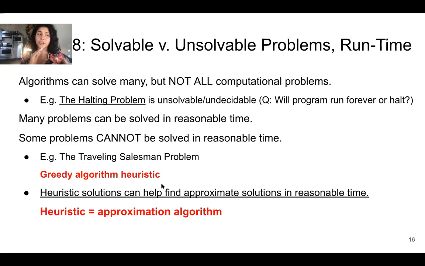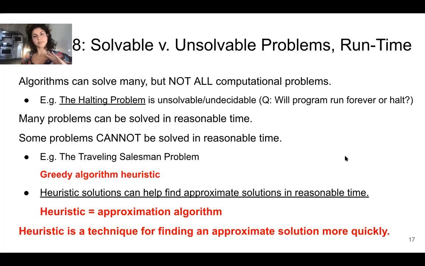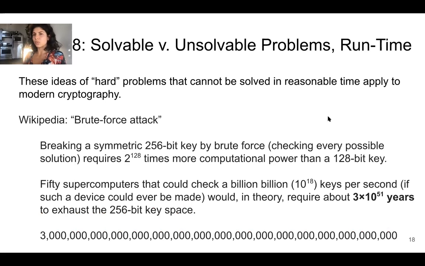So this concept of a heuristic is very important in computer science because we often encounter problems that cannot be solved in a reasonable time. And so in order to get a reasonable response, we settle on a heuristic algorithm that gives us an approximate best solution. Here is a formal definition for a heuristic. It's just the same thing I said. A heuristic is a technique for finding an approximate solution more quickly. And with that, I say, ooh, let's look at some hard problems.